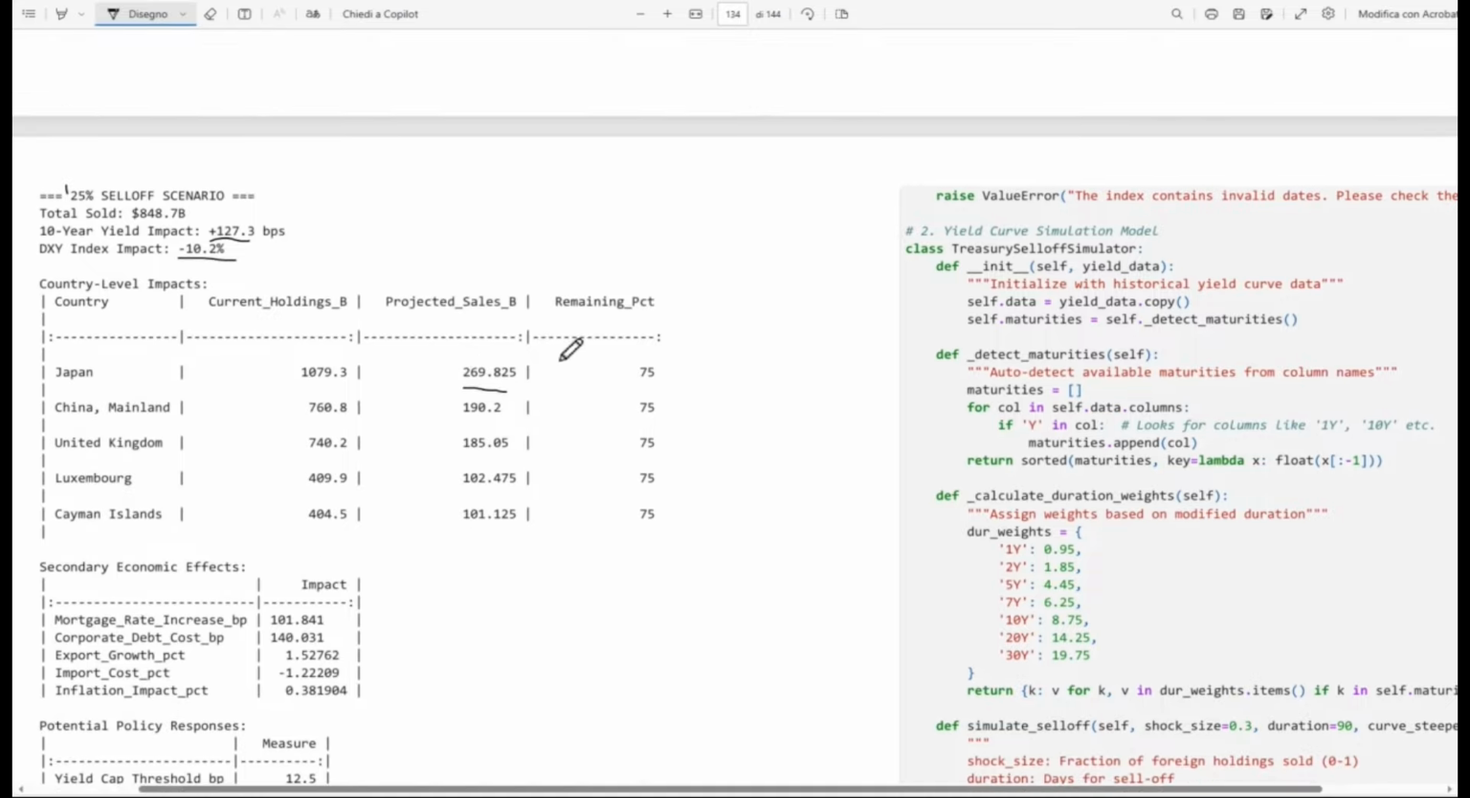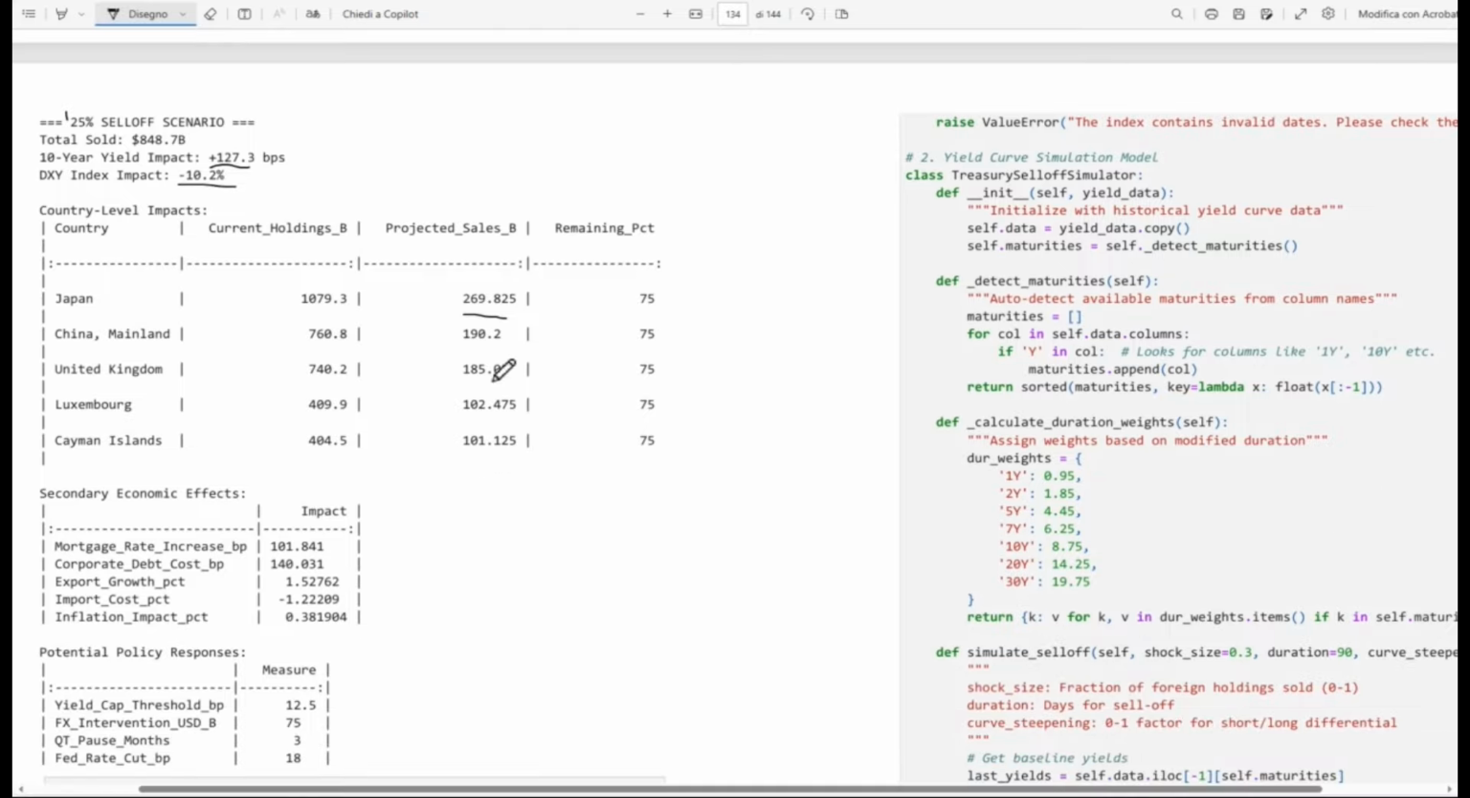Like Japan would shed $270 billion in treasuries. The Chinese can shed 190 billion. But for the United Kingdom, I'm not sure about the data, because it doesn't consider who owns the treasuries. I don't think they are only UK banks, they are mainly American banks. Again, Luxembourg could be the same thing. Also, there are European banks, probably European funds, which hold US treasuries.